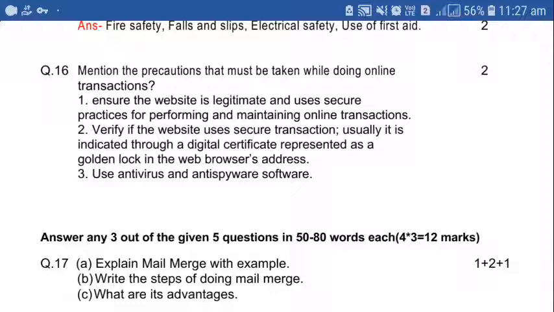Mention the precautions that must be taken while doing online transactions. Number 1, ensure the website is legitimate and uses secure practices for performing and maintaining online transactions. Number 2, verify if the website uses secure transactions. Usually, this is indicated through a digital certificate represented as a golden lock in the web browser's address bar. And number 3, use antivirus and anti-spyware software in your computer. So by doing all these 3, you can perform a secure online transaction.